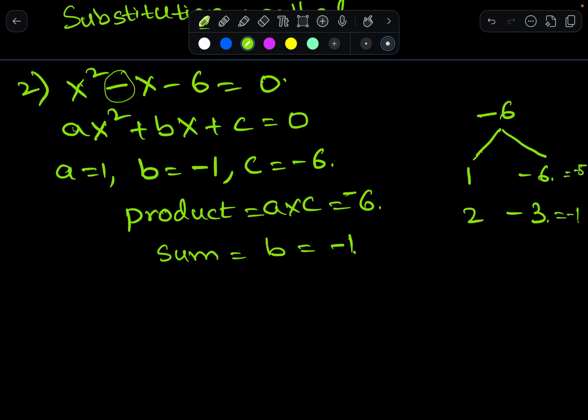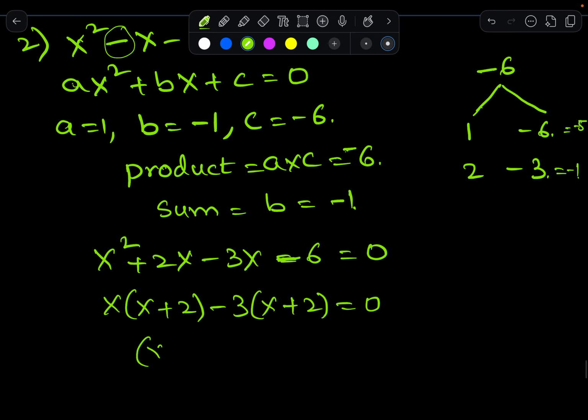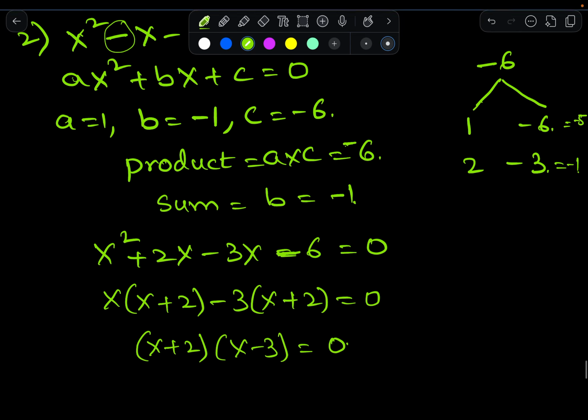So our given equation can be written as x square plus 2x minus 3x minus 6 equal to 0. So let's take x as common. It will be x plus 2. Let's take minus 3 as common. It will be x plus 2 equal to 0. Let's take x plus 2 as common. x minus 3 equal to 0.